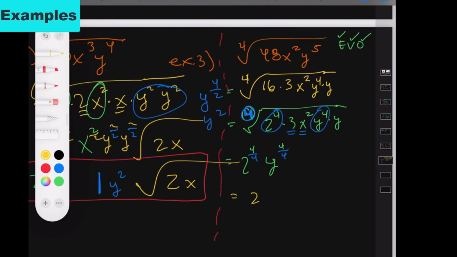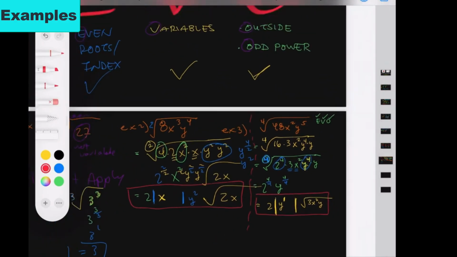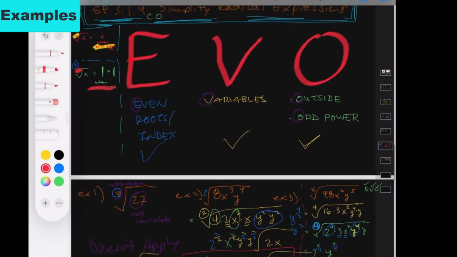So this would give us a 2, and then our absolute value signs, what's going in there, y to the 1st. Why? Because it applies our EVO. This was an even, it's a variable, and when it comes out, it is an odd, okay? And then this one here, y, this y cannot come out, so it's still inside the radical. So let's see what's still inside our radical. 3x squared y. And this crazy thing is our answer. So when we're simplifying radicals, sometimes we have to apply this EVO.